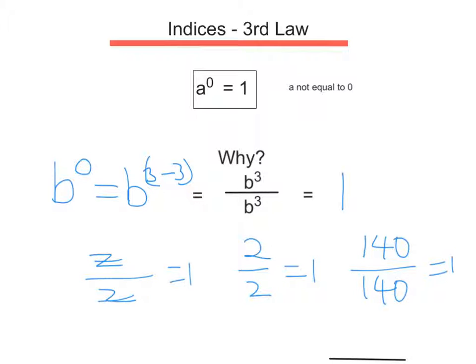So this shows that b to the power 0, which is equal to b to the power of 3 minus 3, which is equal to b to the power 3 divided by b to the power 3, equals 1. So any letter to the power 0 equals 1. Where it falls down is when the letter is 0. And if you're interested in that, you can ask your teacher to explain why it falls down in this proof that we've just shown you.